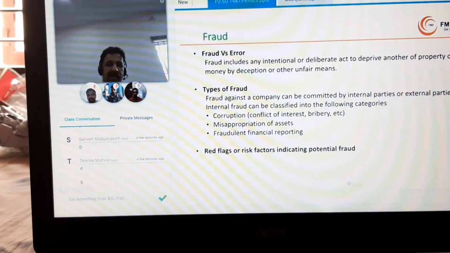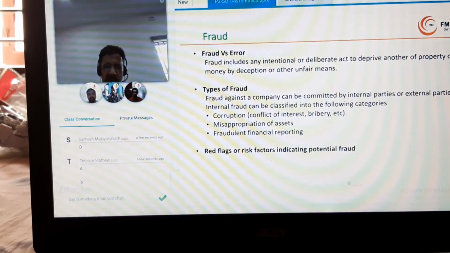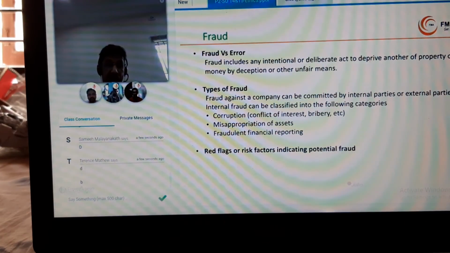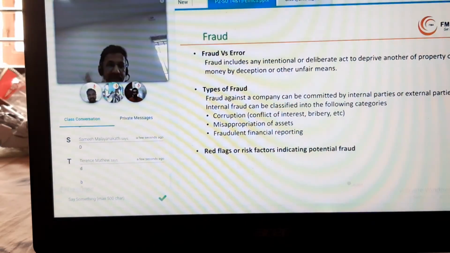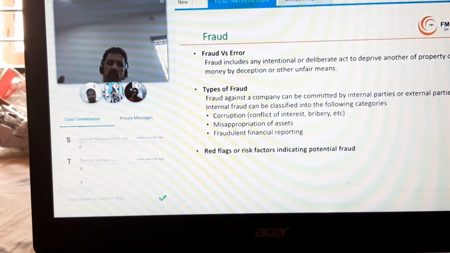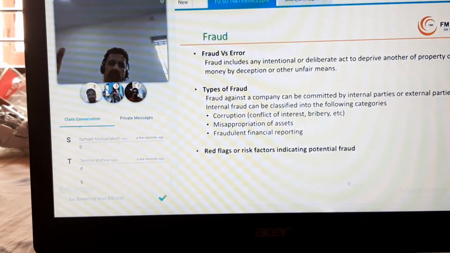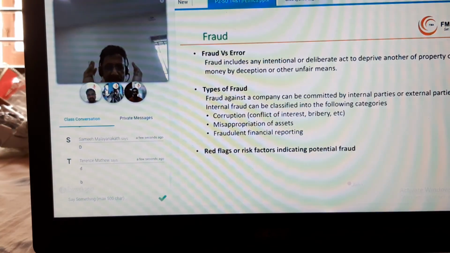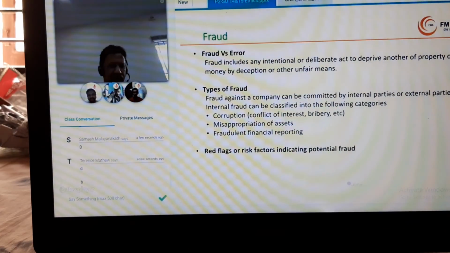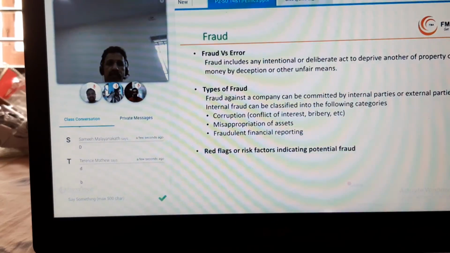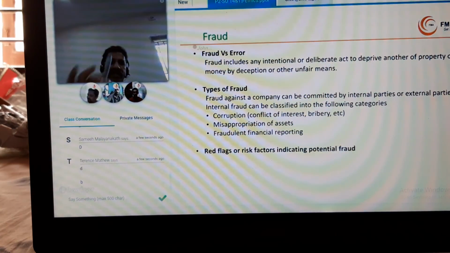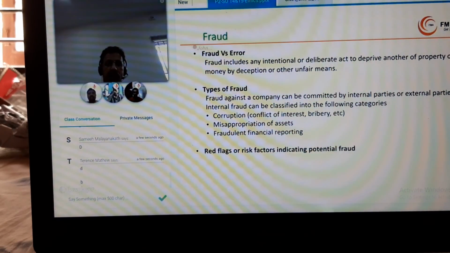It's deceiving the other party, but if it is not intentional, it is just error. But when it is an intentional or deliberate act to deprive another of property or money by deception, it is fraud. When it is not intentional, it is just error. But in both cases, you are depriving another person of his property or money. When there is an intention involved, in legal terms I think it is called mens rea or something like that, the intention. Anyway, that intention is very much required to call that act fraud.